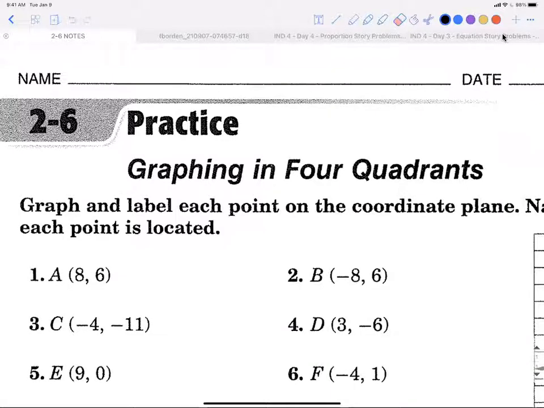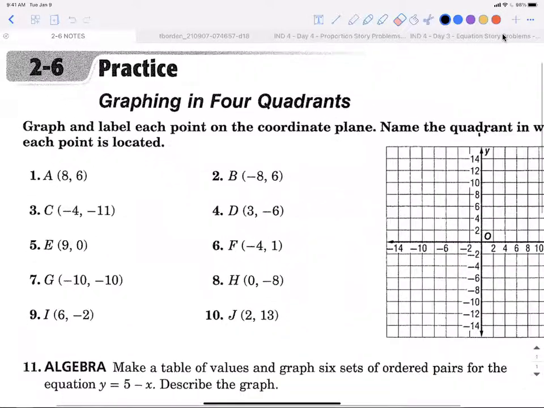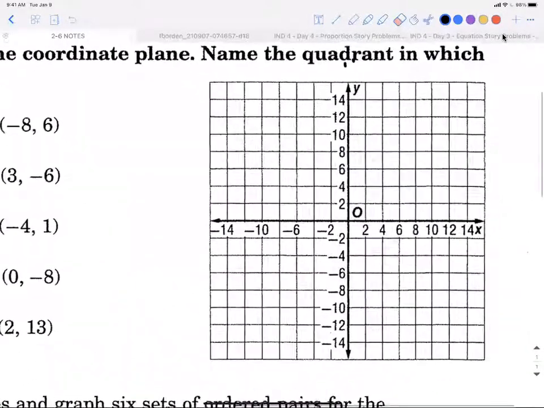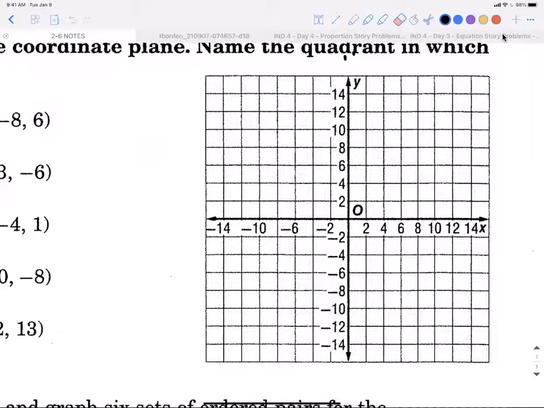All right, chapter 2-6 is graphing in 4 quadrants. And so the first thing I want you guys to do in your notes is I want you to sketch this coordinate plane in your notes. And we're going to talk about what quadrants are, and then we're going to do some review on graphing ordered pairs, which I think you'll find this whole section to be very easy because it'll be a lot of review.